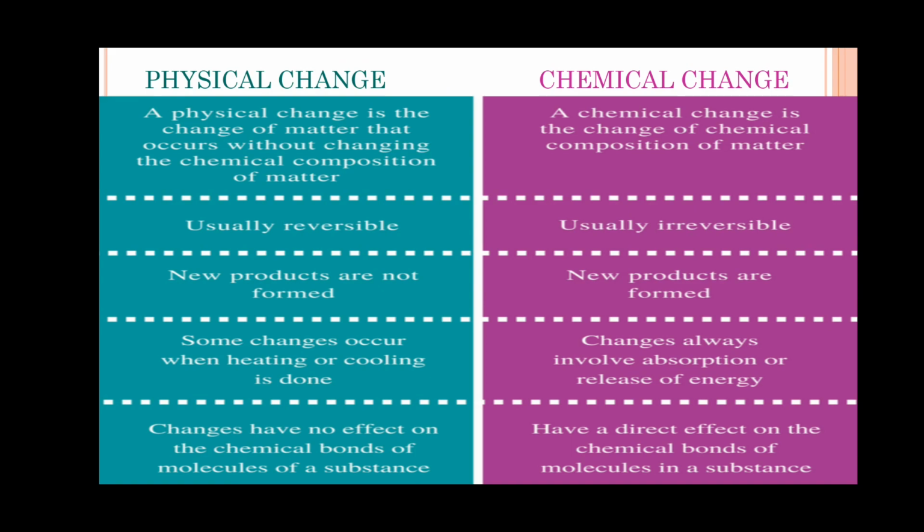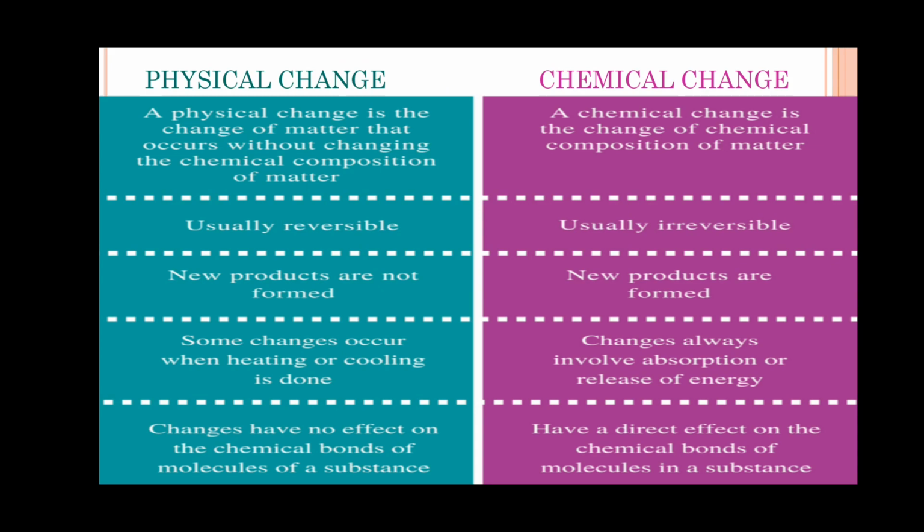In physical change, some changes occur when heating or cooling is done, whereas in chemical change, the chemical changes always involve the absorption or release of energy. For example, respiration is a chemical change, but here the energy is released to perform various activities. That energy is used by us.